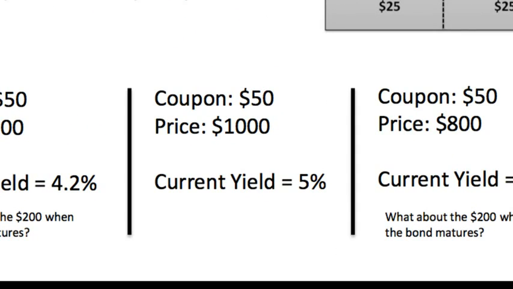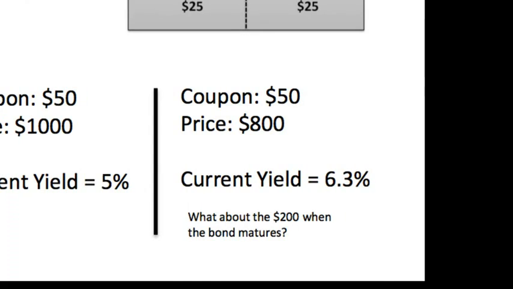actual face value matches the actual price of 1,000 and 1,000. You take that coupon of $50, divide it by 1,000 because that's the price you're buying it at, and you can see that the current yield would be the same as the coupon yield. Now, if we talk about a bond that he's purchasing at a discount, let's say $800, you can see that the current yield goes up to 6.3%.